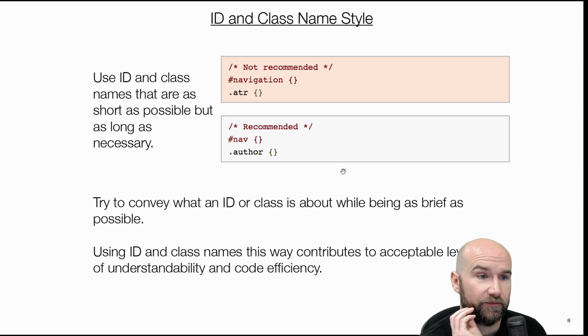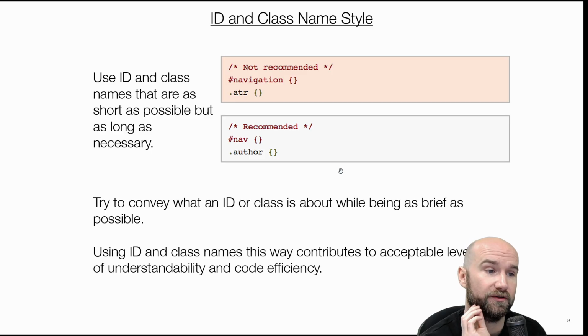So use ID and class names that are as short as possible, but as long as necessary. What that means is, if you have something like navigation, it's quite natural to reduce that to nav. Whereas if you have ATR, I have no idea what that means. It could be attribute. In this case, it's author. Who would have known?